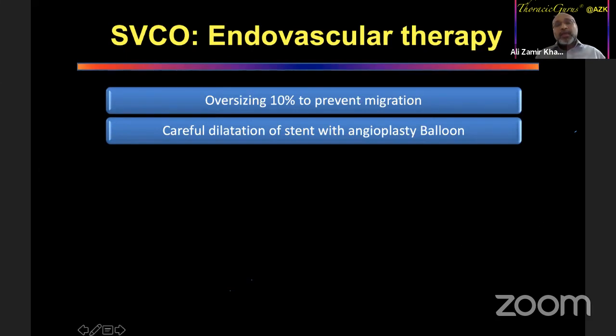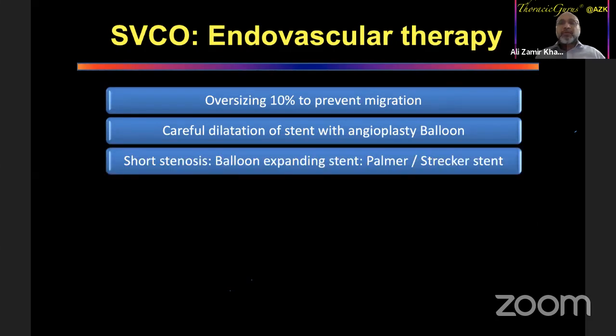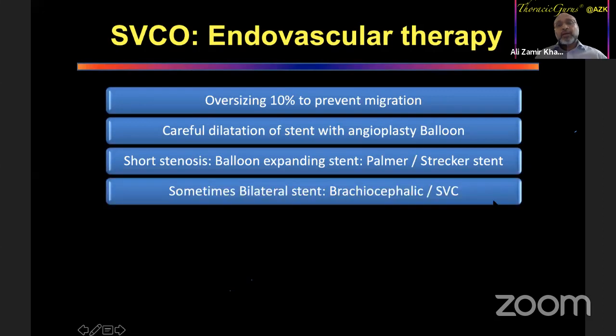And in fact, even after the stent has passed, you might actually have to dilate it with a balloon angioplasty. So you do push in the stent over your guide wire, but you might have to dilate it with a balloon angioplasty to get maximal opening of the SVC. If there is a short stenosis on the SVC, you can try the balloon expanding stent. This is called the Palmaz or the Strecker stent. These are available freely in the market.